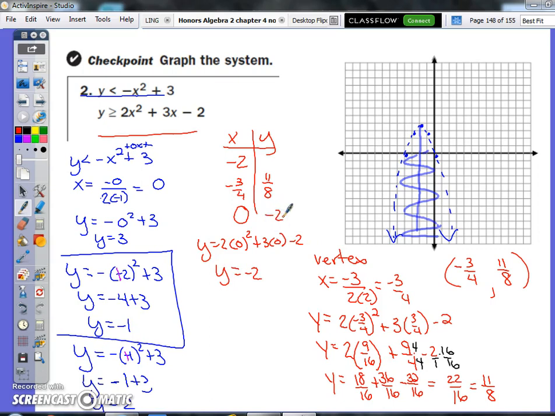All right. Now if you plug in negative 2, y equals 2 times negative 2 squared plus 3 times negative 2 minus 2. This is going to be 2 times 4 minus 6 minus 2. So this is 8 minus 6 minus 2, which is 0. Oh, how about that? Now, 11/8, by the way, guys, is 1 and what?